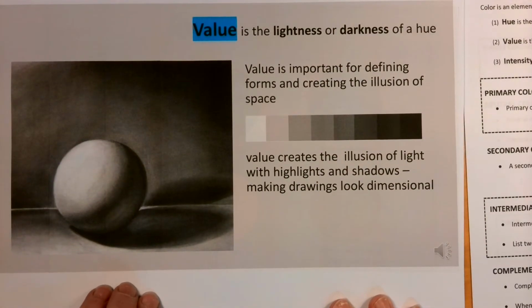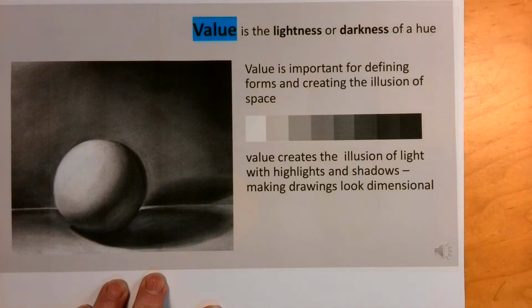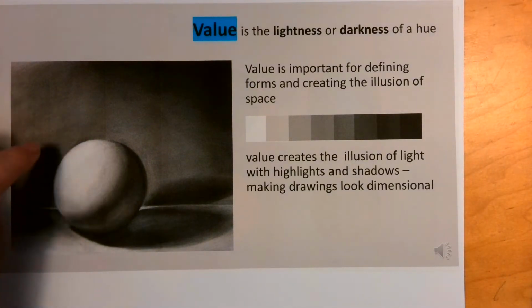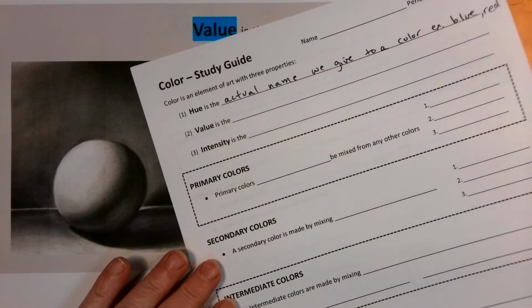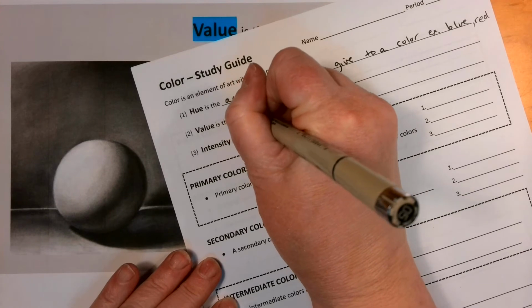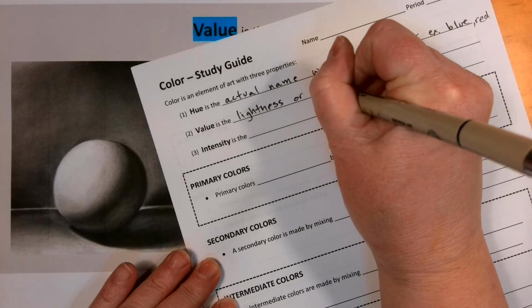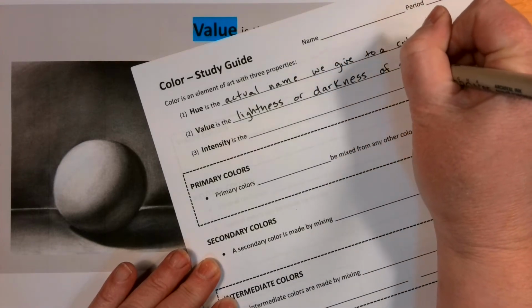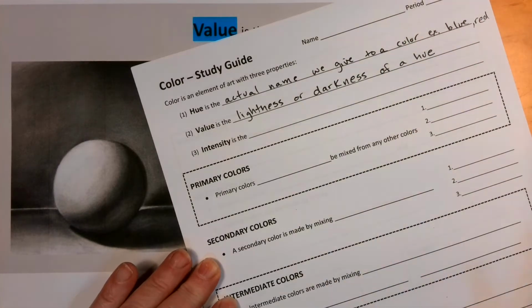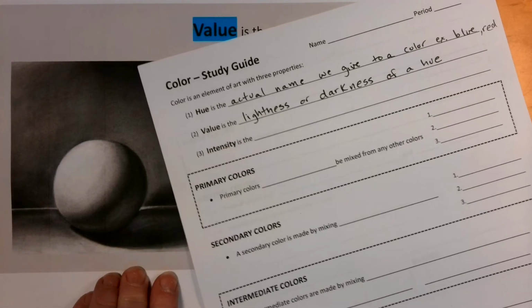Value is the lightness or darkness of a hue. Value is important for defining forms and creating the illusion of space. Value creates the illusion of light with these light highlights and shadows and makes drawings look dimensional. So value is the lightness or darkness of a hue. And any time you need to pause this video, please do. I'm going to continue.